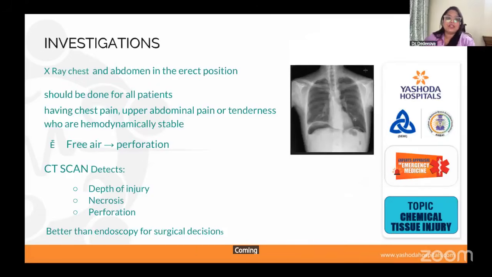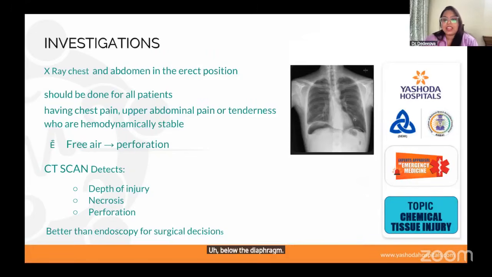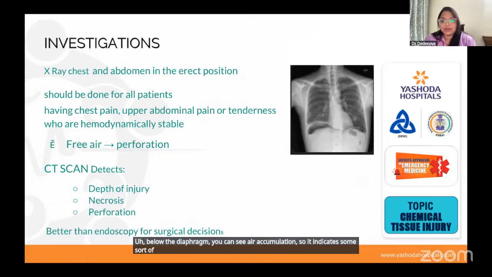Coming to investigations, in very stable patients who are having chest pain, upper abdominal pain, tenderness, epigastric pain, can safely go through a chest X-ray and an abdomen X-ray in an erect position. So the usual findings are just right below the diaphragm, you can see air accumulation. So it indicates some sort of perforation, esophageal perforation.